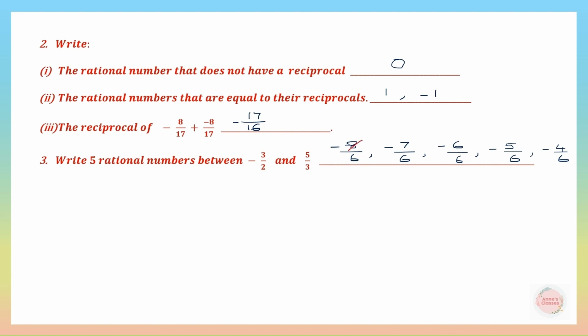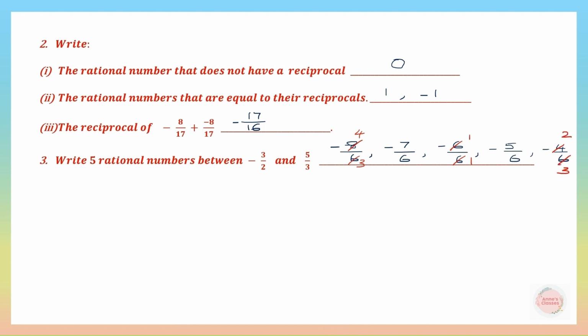We can divide both by 2. 2 4s are 8, 2 3s are 6. Now let's see the others. Minus 7 by 6 we can't do. Let's go to the next one. Minus 6 by 6. Now 6 1s are 6, 6 1s are 6. Now the next one, minus 5 by 6 we can't do. Let's go to the next one, minus 4 by 6. So that will be, we can divide both by 2. That is 2 2s are 4 and 2 3s are 6.